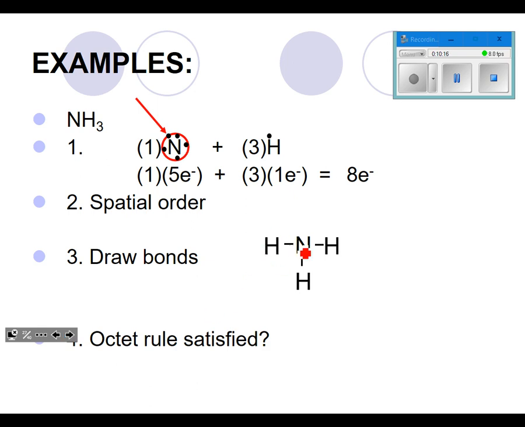Hydrogen has 2, hydrogen has 2, hydrogen has 2. Nitrogen only has 6, so we have to add 2 dots to make it 8. So that satisfies the octet rule. Now we count our electrons, 2, 4, 6, 8. Yes, that matches our number of valence electrons, so we are good to go.